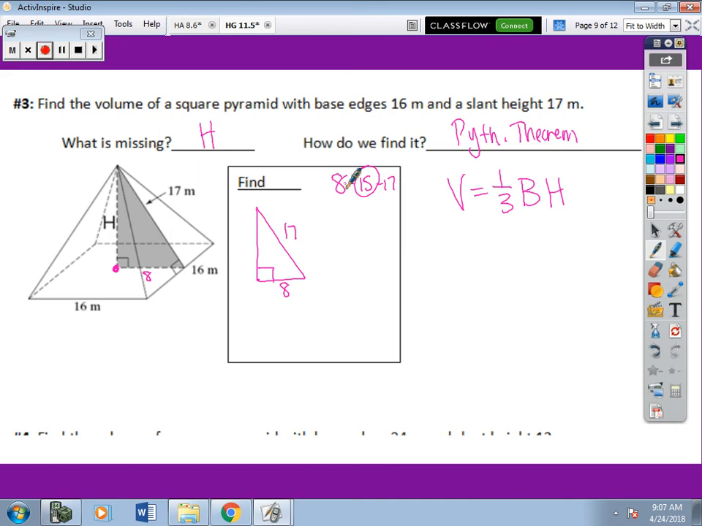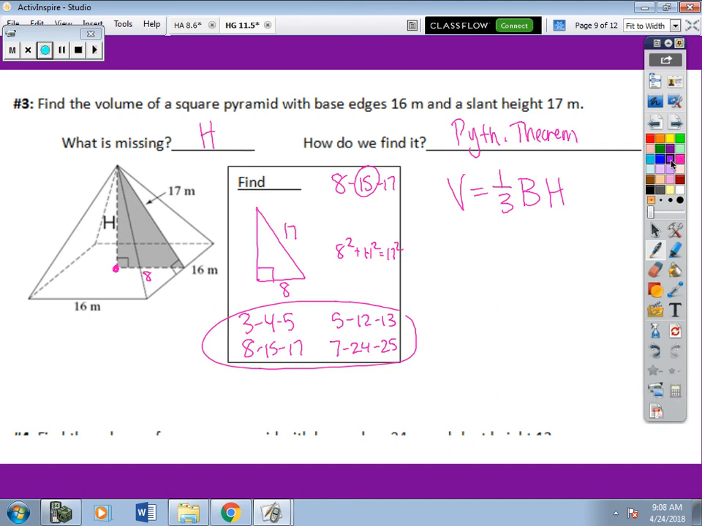Do you want me to give you all the triples again? Okay, so your triples are 3, 4, 5, which you can come up with a lot more than that: 6, 8, 10, 9, 12, 15, etc. You have your 8, 15, 17. You have your 5, 12, 13. And you have your 7, 24, 25. And then remember, you can come up with more of them just by doubling all the numbers. But if you see those, again, that can shortcut your work a little. Otherwise, 8 squared plus h squared equals 17 squared, and so on.